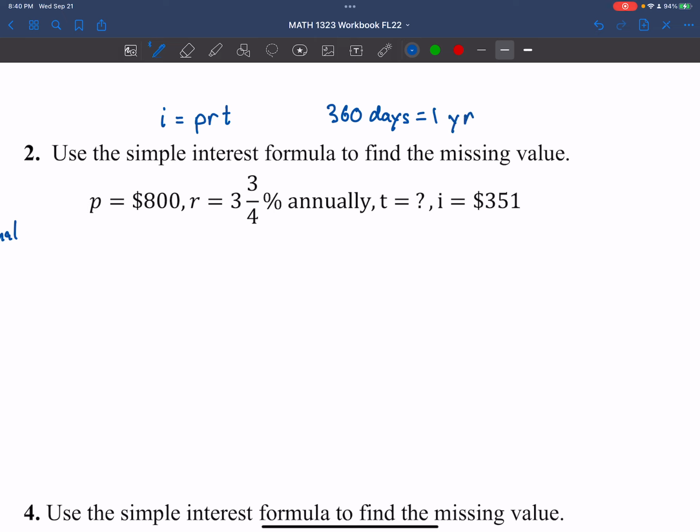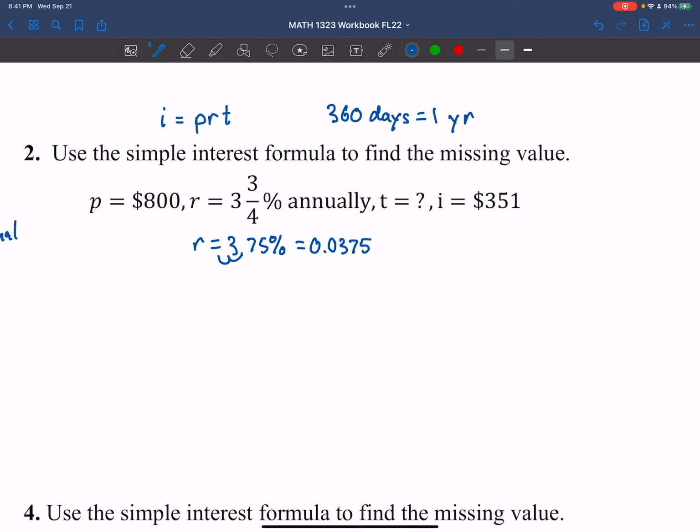Here, we are not specifically asked to find the interest, but we're asked to find time. So a little bit of setup first. It might be worthwhile to rewrite the rate as 3.75%. Again, this 0.75 is just 3/4. Type that into a calculator if you need to verify that. And again, we need to work with the rate as a decimal. So I'll rewrite it by moving the decimal place 2 places to the left.